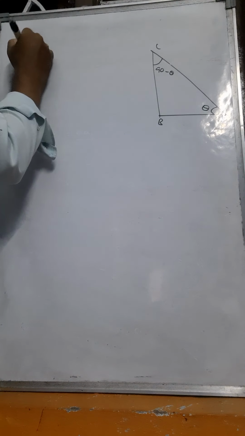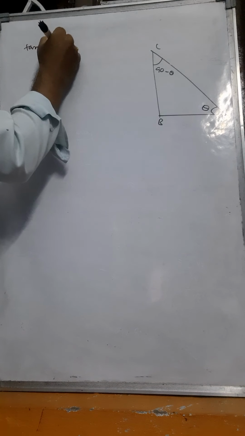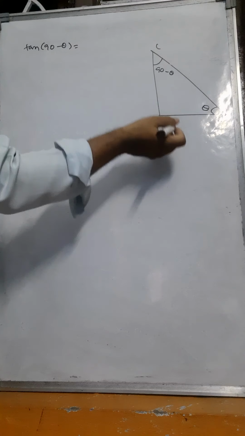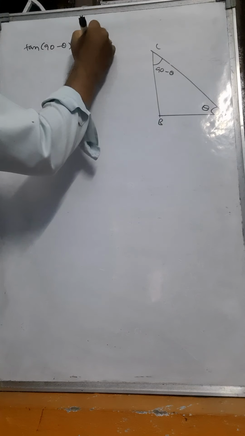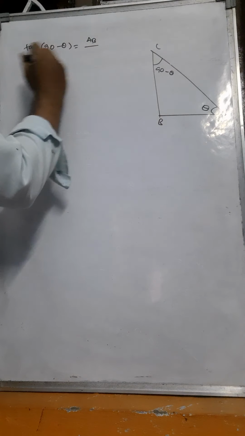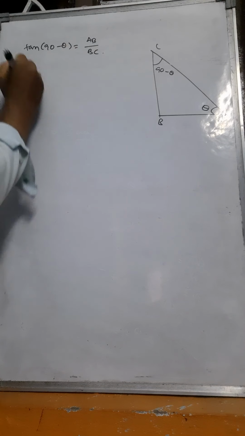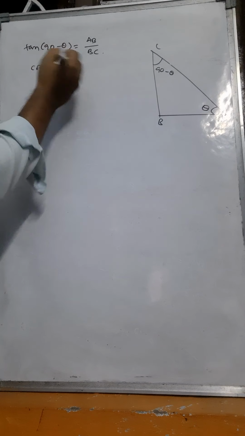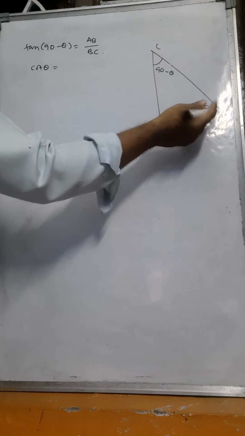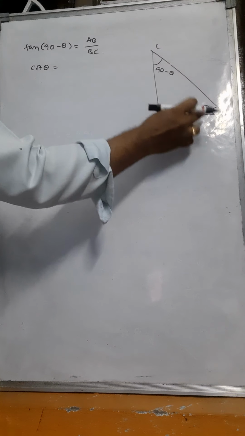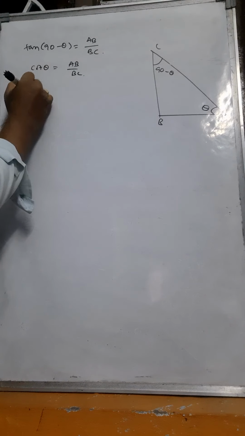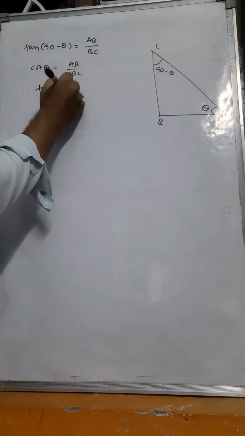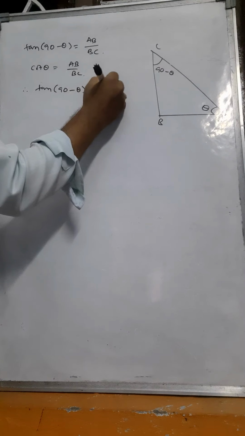Let me see about tan 90 minus theta. That is opposite side by adjacent side. Opposite side means AB by BC. So what about cot theta? Cot theta means adjacent side by opposite side. Adjacent side means AB by BC. From this we can say that tan 90 minus theta is equal to cot theta.